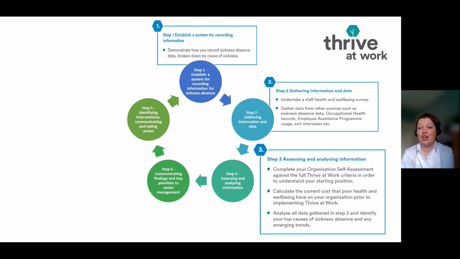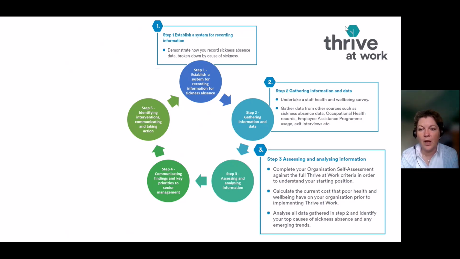Step 3 is then analysing that information. So we've gathered lots of pieces of data in step 2, and step 3 is then reflecting on all of that to identify what are some of our top causes of sickness absence. And it could be that there may be particular themes there. There may be lots of people off with stress or MSK issues, or there may be some other themes there of maybe particular teams off sick. It may be particular job roles or particular shifts that you have may be highlighting some emerging trends there.